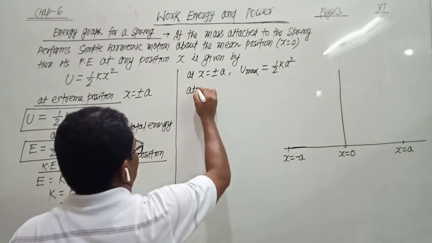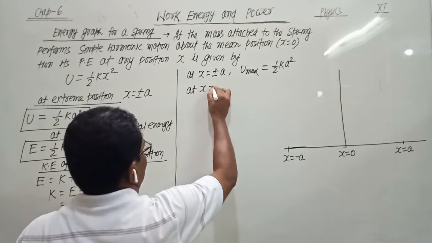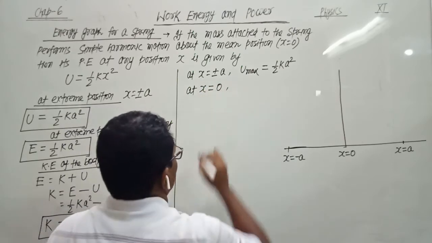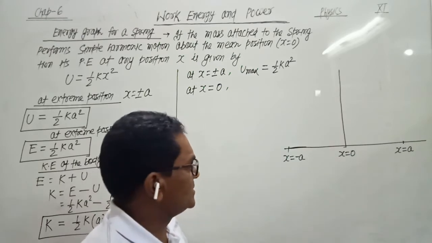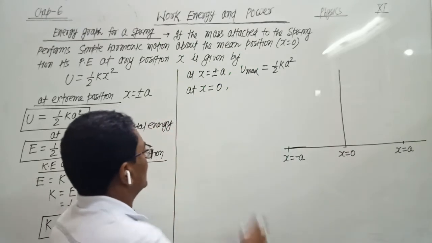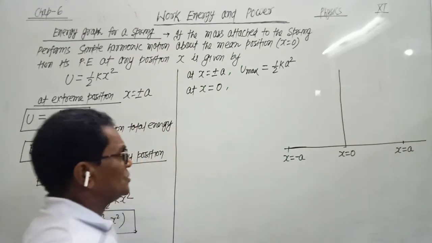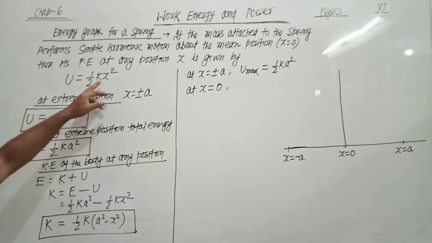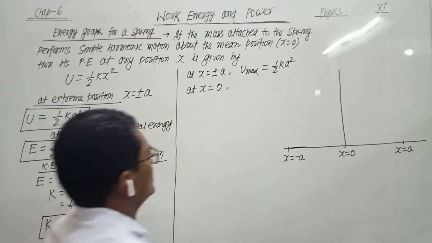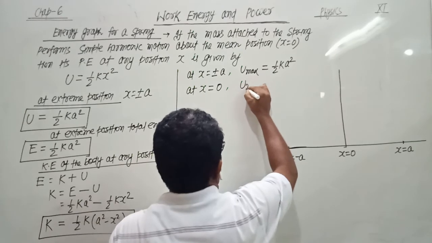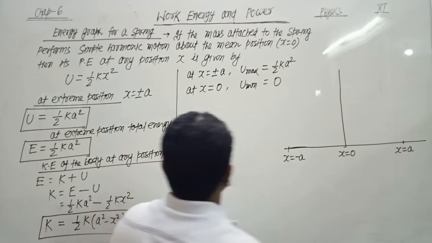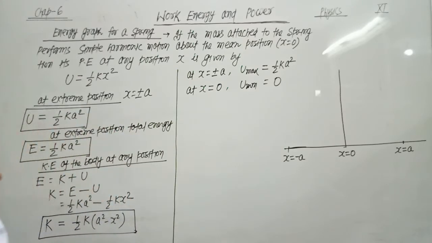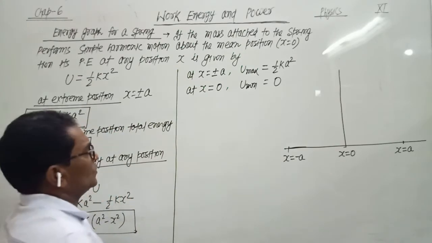Now what is the potential energy at x equals 0, that is, at the mean position? We put the value of x equals 0. So the potential energy is minimum, and it equals 0. So the minimum potential energy at x equals 0 is 0.